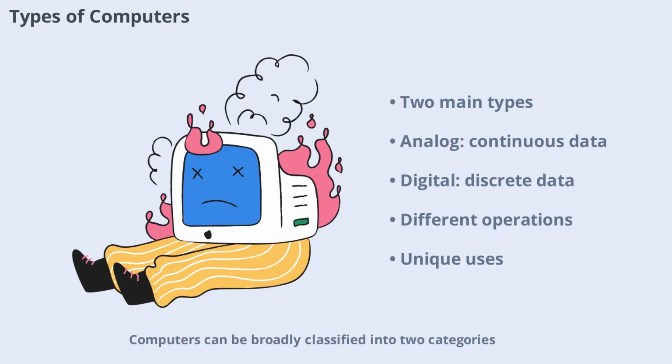Computers can be broadly classified into two categories, analog and digital. Each type has its own way of handling information. Analog computers work with continuous data while digital computers process discrete data. This fundamental difference shapes how each type is built, how it operates, and where it's used. In the next scenes, we'll break down these two types and see how they compare.